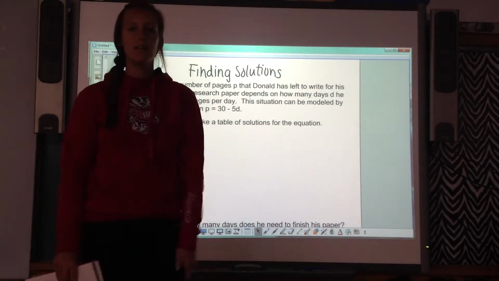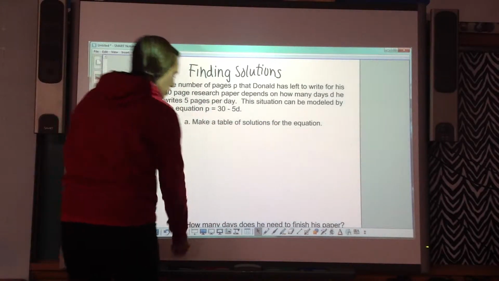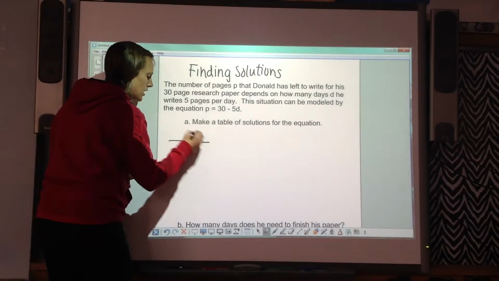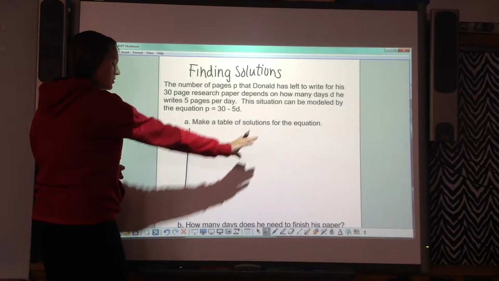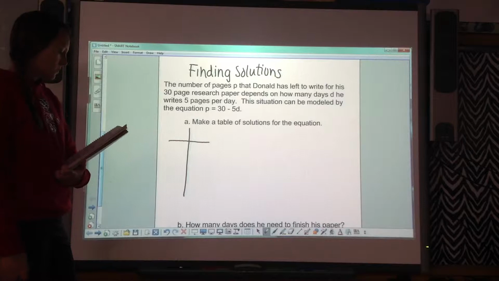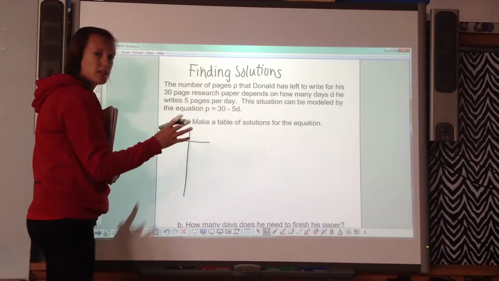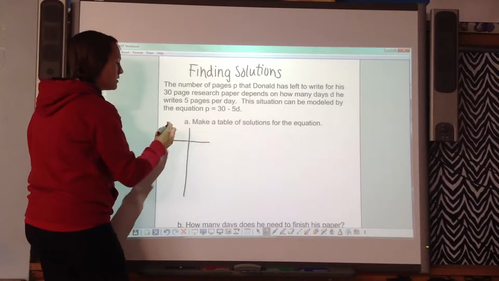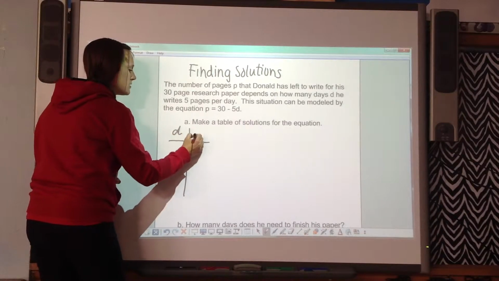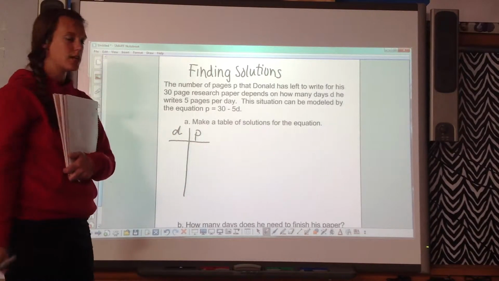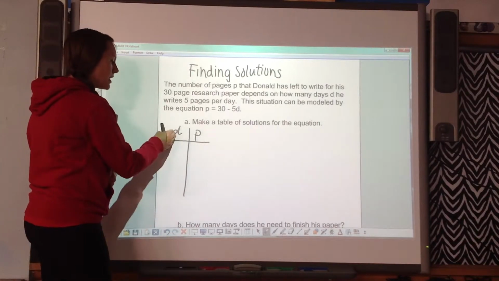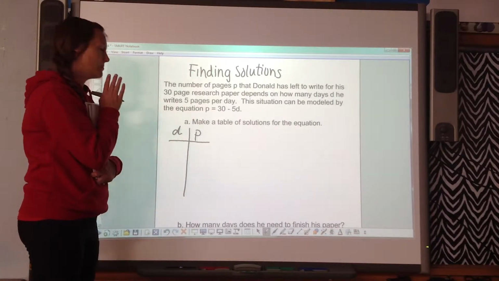So when we're making a table of solutions, you're going to use a T-chart. It can be vertical or it could also be horizontal, it doesn't matter. So here, our T-chart, I'm going to use, instead of x and y, I'm going to use D and P. D stands for the number of days and P stands for the number of pages that he writes. Now, P depends on D, so that's why D comes first.